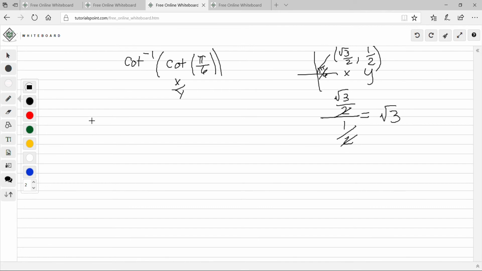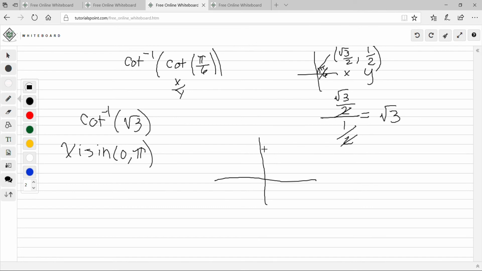We're not done yet. We've got to take the cotangent inverse of root 3. Okay, so the cotangent inverse has boundaries of when alpha is in 0, comma, pi. Yeah, so boundaries are very important. So 0 to pi means we can only use quadrant 1 and quadrant 2. So what they're asking here is what angle in radians is going to give you a cotangent of positive root 3.